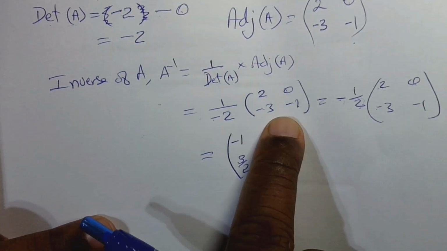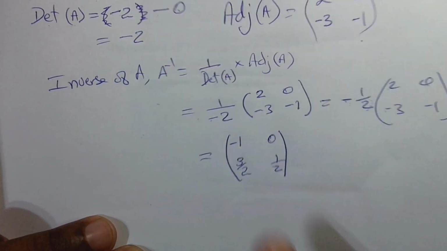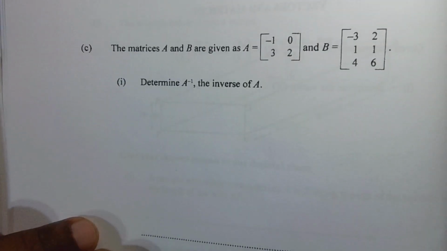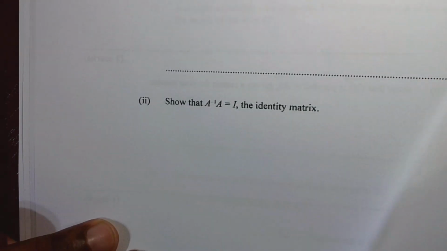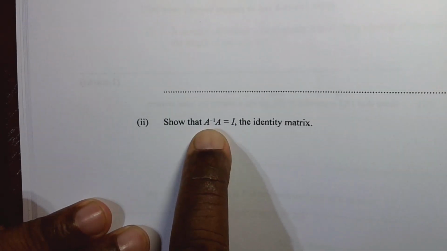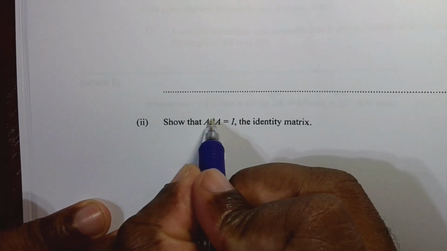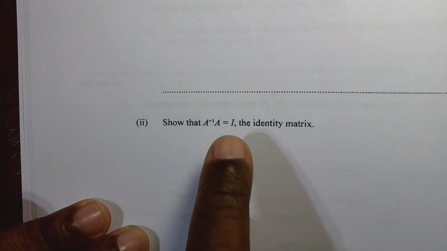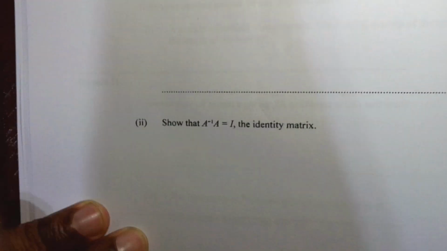They may accept this, but it's good to complete it like that as well. Now here's what they're saying afterwards. They're saying to show that A inverse, there's a -1 here, A inverse times A is the identity matrix. So let's look at that.